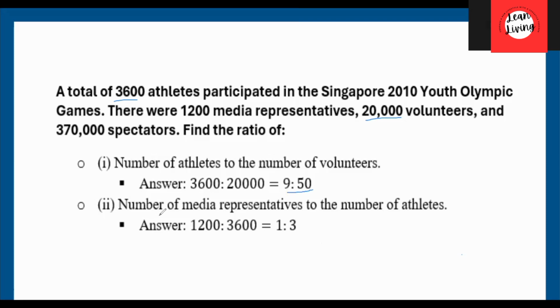Now, after that, we are having the number of media representatives to the number of athletes. Media representatives were 1,200 and athletes were how many? 3,600. Divide it further, you get the final answer. And remember, you have to simplify it to the point where you cannot simplify it further. For example, if it was 6 ratio 9, I could have reduced it further, right? Which becomes 2 ratio 3. So 2 ratio 3 is going to be the correct answer. Understood? Not 6 ratio 9.